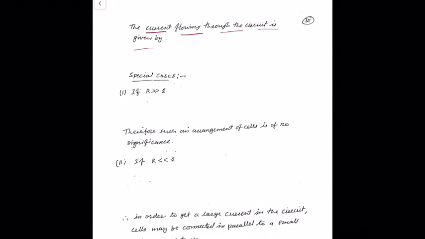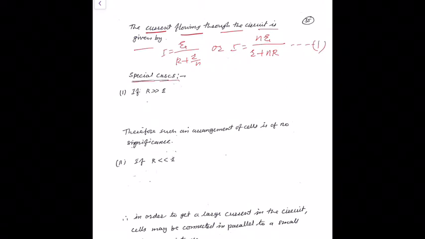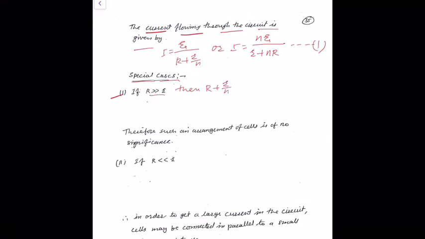The current flowing through the circuit is given by I = E/(R + r/n), or I = nE/(nR + r). It is equation 1. Special cases: first, if capital R is very much greater than small r, then R + r/n is approximately equal to capital R.